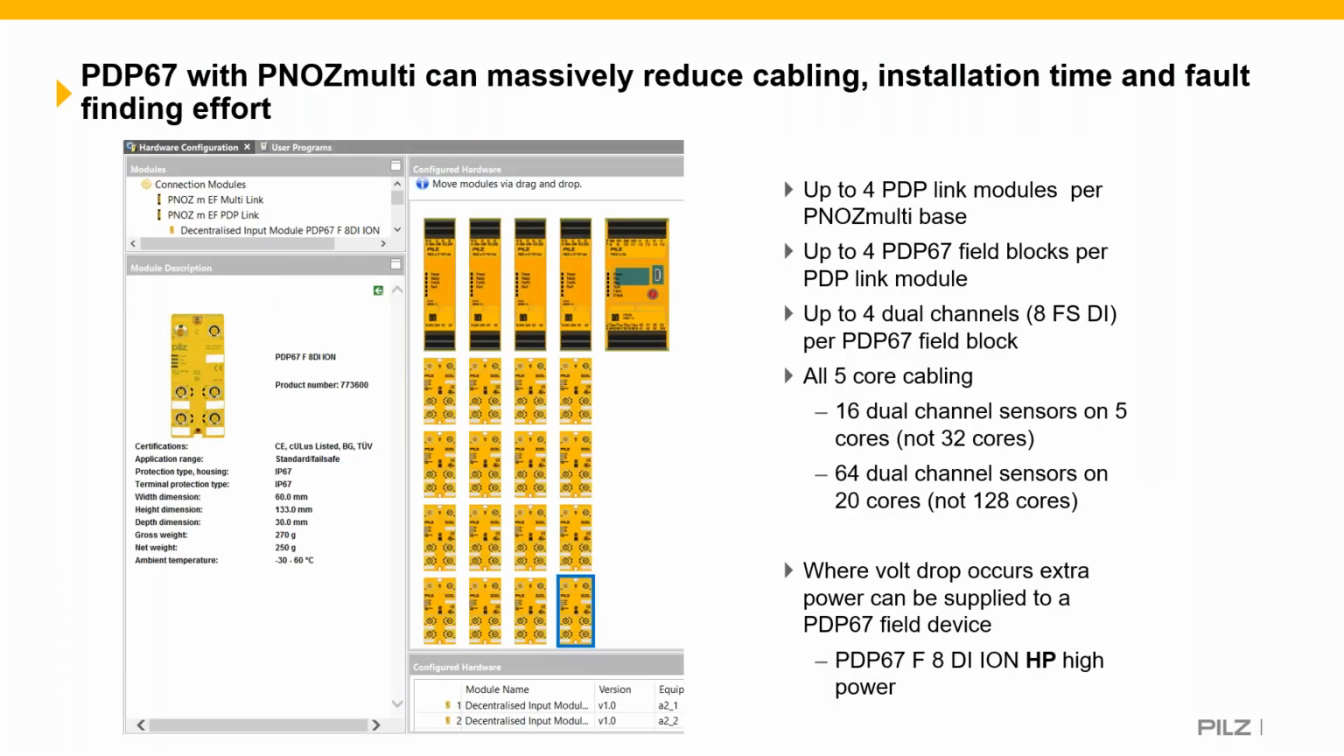So an example would be a PNOZ multi-based unit with 4 PDP link modules, then up to 4 PDP67 field blocks per PDP link module. And you can have up to 4, so you could potentially have up to 64 dual channel sensors connected. And where voltage drop occurs, we can provide extra power via the use of a high power version of the PDP67 field block.